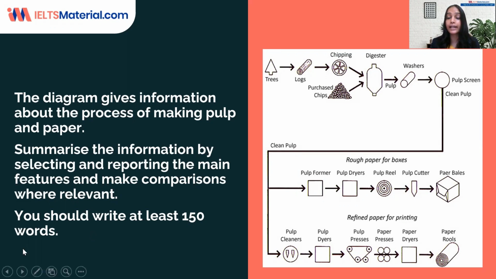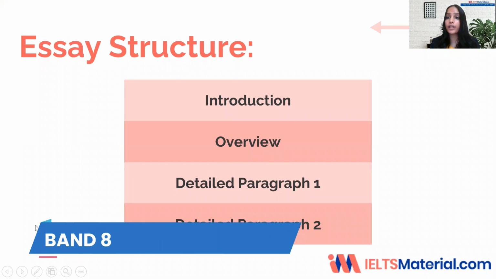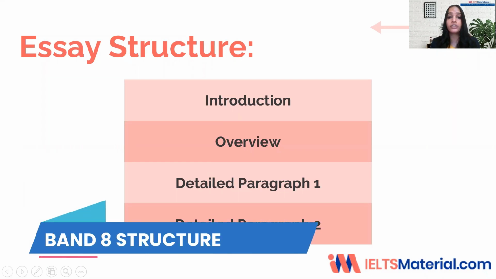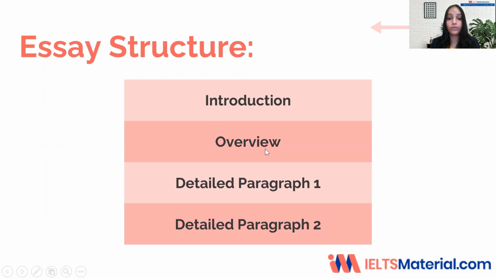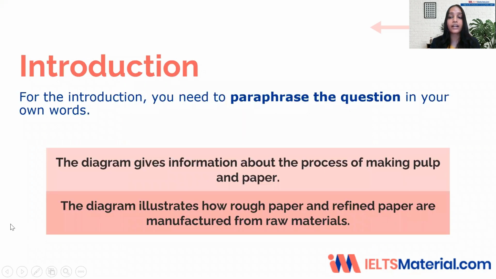Now let's have a look at the essay structure. So it involves a 4-step structure, that is introduction, followed by the overview, and then you write 2 detailed body paragraphs. Let's understand each one of them in detail, starting with the introduction, where you just paraphrase the question. So what is paraphrasing? You simply rephrase the sentence by using different words. The meaning should be the same, but the words are changed.